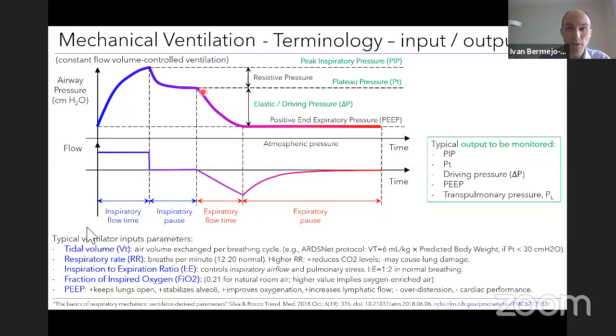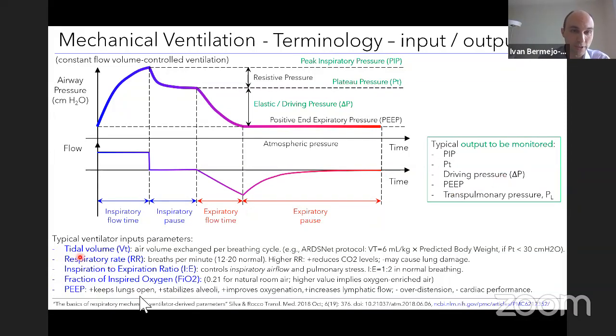And then there is the expiratory part of the cycle, where the pressure is going to decrease to this value, which is above the atmospheric pressure. This value is named the positive end expiratory pressure, or PEEP. The purpose of having a positive end expiratory pressure is to keep the lungs open. So here I have some of the rationale behind this positive pressure at the end of the cycle. It keeps the lungs open, stabilizes the alveoli, improves oxygenation, and other things. On the negative side, it's going to possibly produce overdistension and reduce the cardiac performance. So it's another important parameter to either control or monitor.